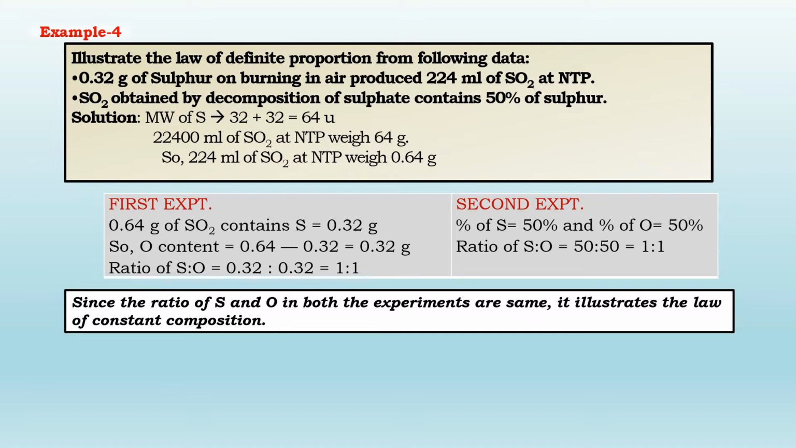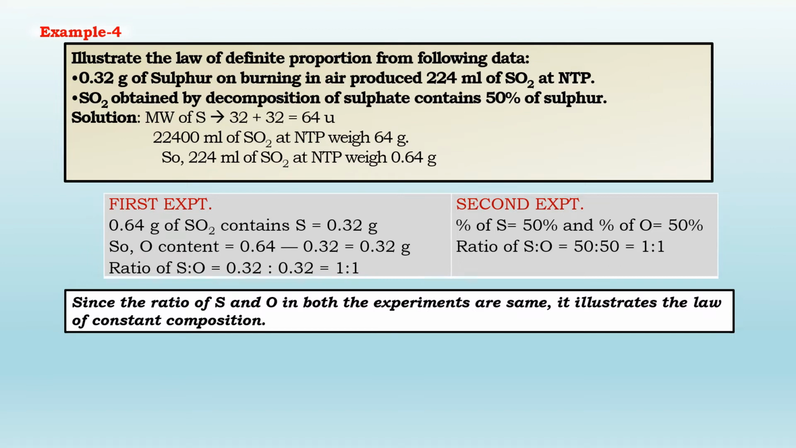So 224 ml of sulfur dioxide at NTP will weigh 0.64 gram. In the first experiment, 0.64 gram of sulfur dioxide contains sulfur 0.32 gram. So the oxygen content is equal to 0.64 minus 0.32, that is equal to 0.32 gram. Ratio of sulfur and oxygen is equal to 0.32 is to 0.32 is equal to 1 is to 1.